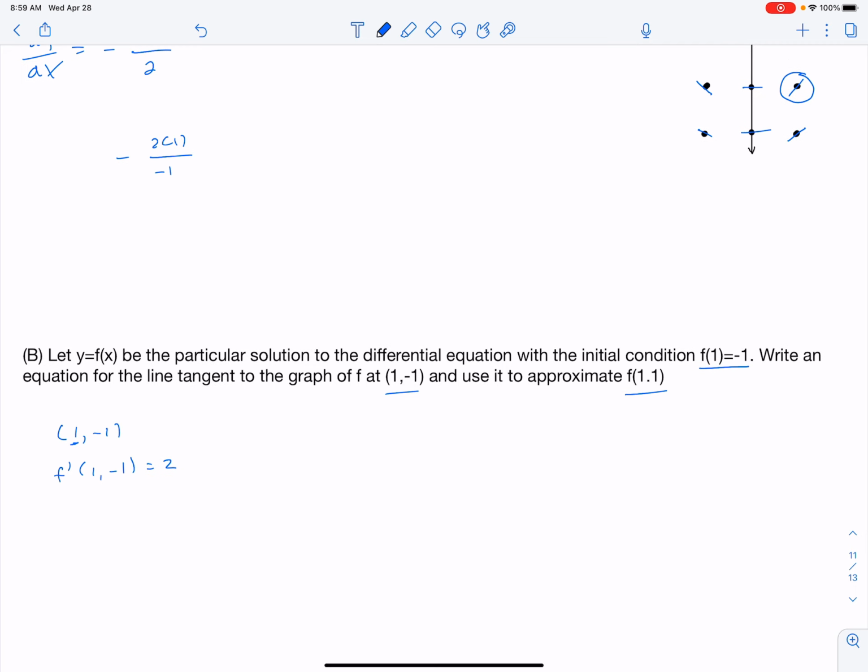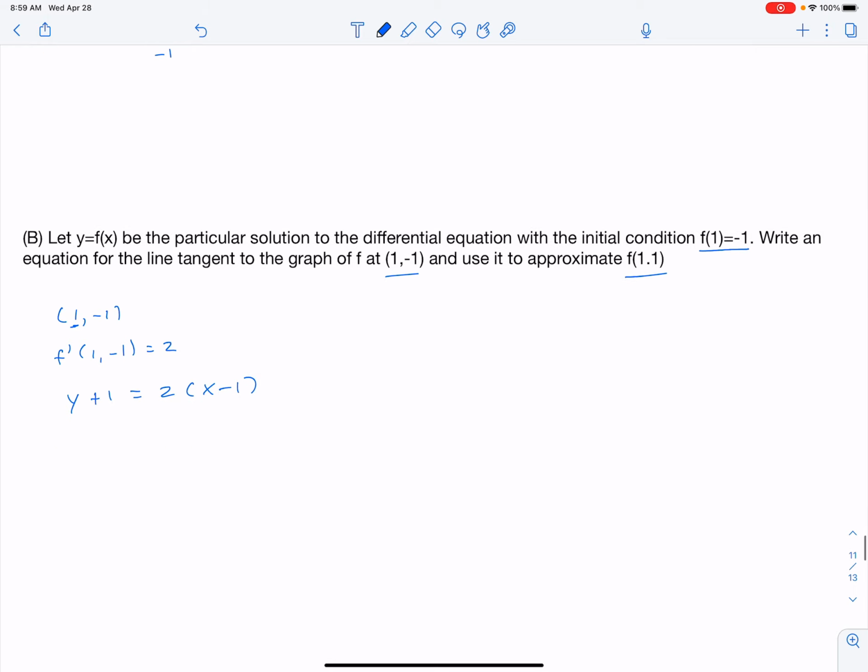So our equation of our line is going to look like this. y minus -1, which is y plus 1, equals 2 times (x minus 1). Then we're going to put it in the form of y equals f of x. So I'm going to move that 1 over. And this is the equation of my line. Now, then they say, hey, take this thing and use it to approximate this value.